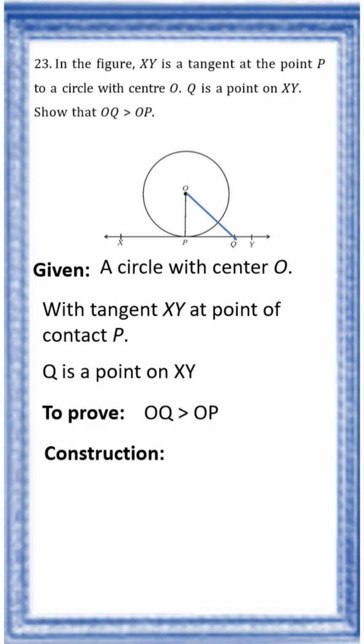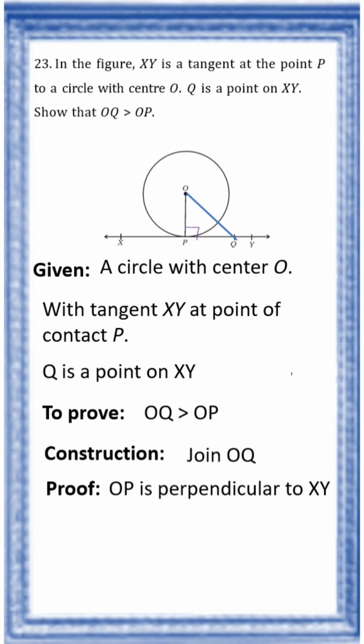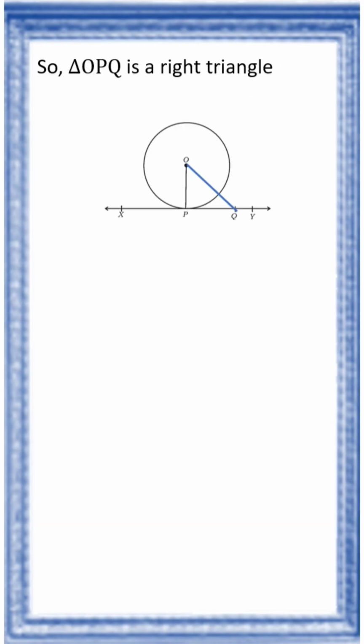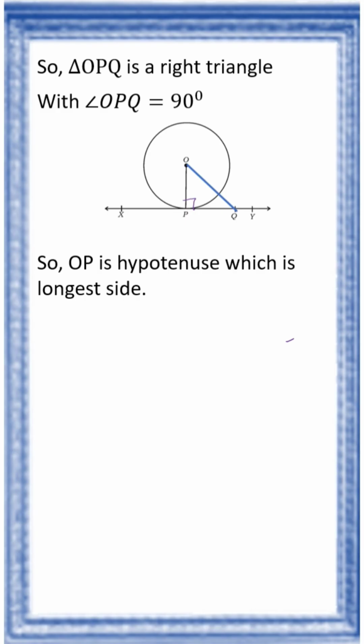Proof: OP is perpendicular to xy. Why? At the point of contact, this one is 90 degrees. Radius and tangent are perpendicular. So triangle OPQ is a right triangle. This one is 90 degrees. So OQ is the hypotenuse, which is the longest side. So OQ is greater than OP, hence proved.